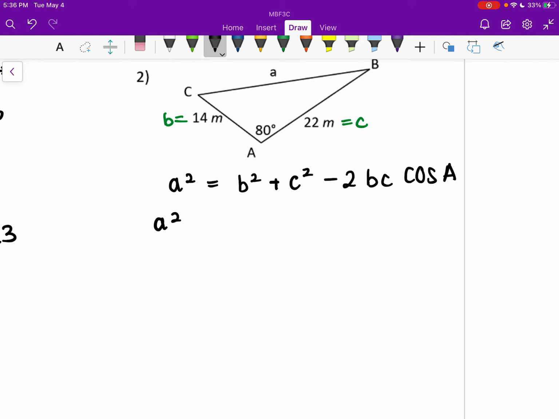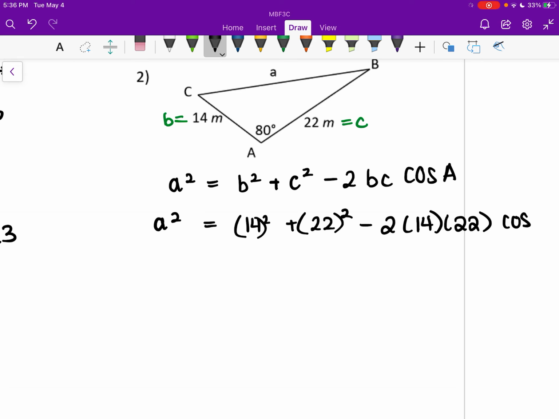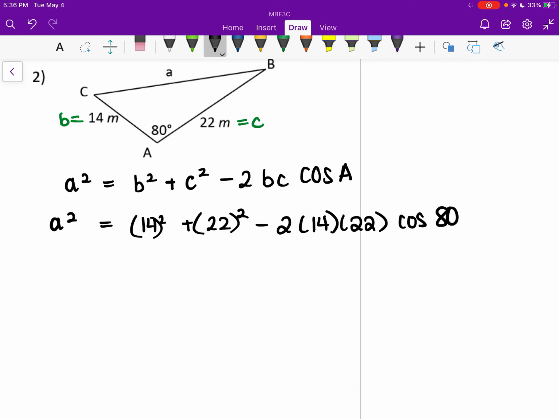So I know A squared is equal to 14 squared plus 22. And I like to always make sure everything's in brackets. That's just good form. Minus 2 times 14 times 22 cosine. And angle A is equal to 80, right? And so I'm going to just go put 14 squared plus 22 squared minus 2 times 14 times 22 times cos 80 all in one line in my calculator because it's just the most efficient way to do this, right?